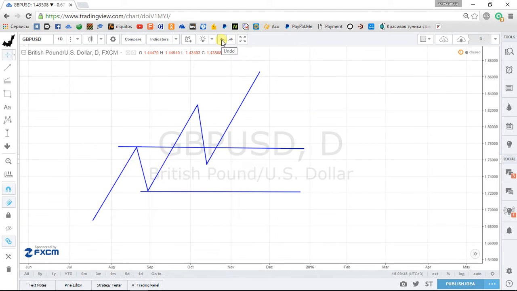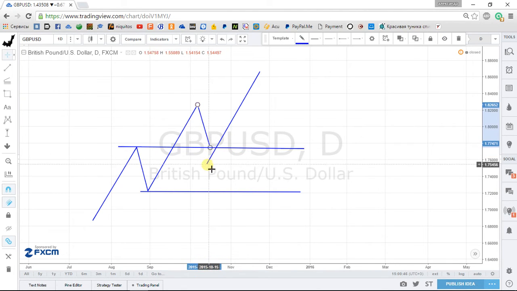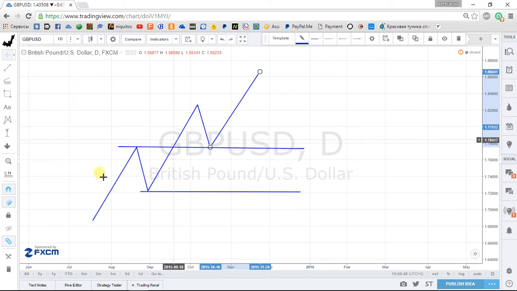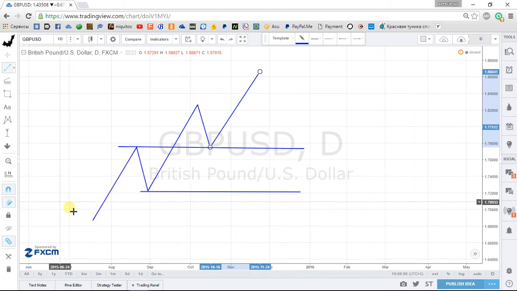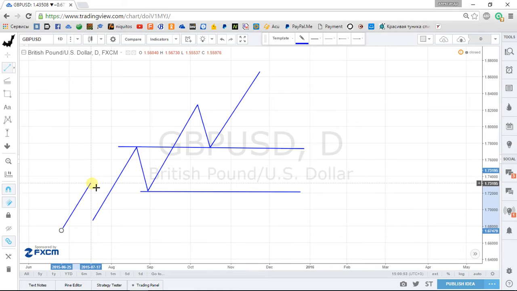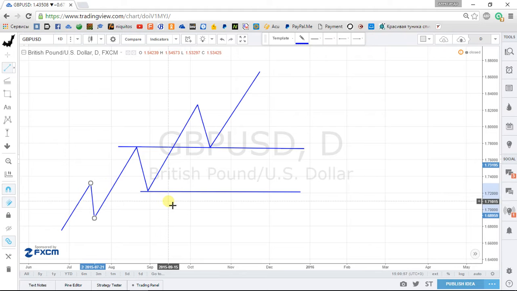But how would I know where exactly this continuation will happen? I do it two ways. First of all, I measure the strength of an uptrend. If this uptrend is strong and I have small corrections in between, then most likely I will be buying highs of the previous impulse.